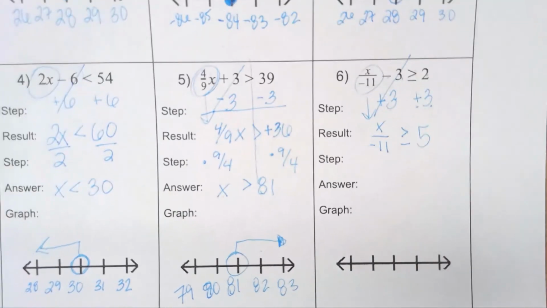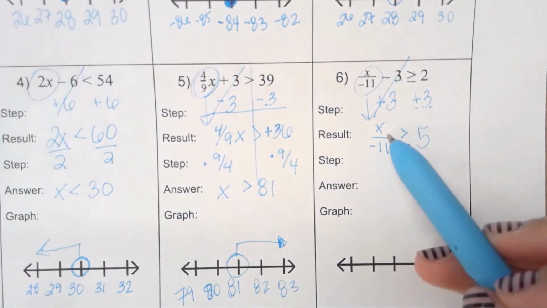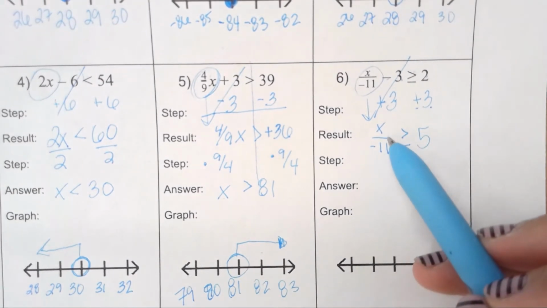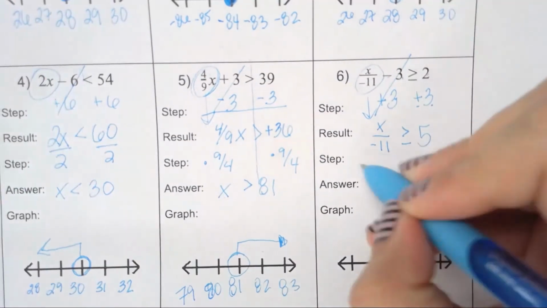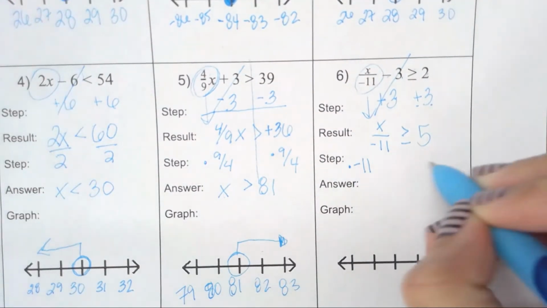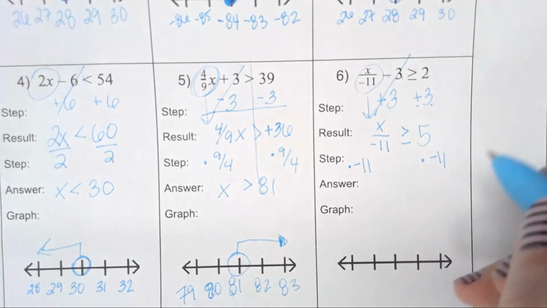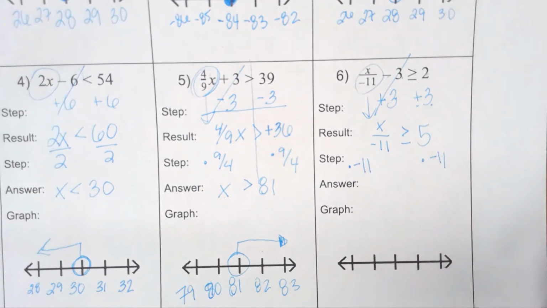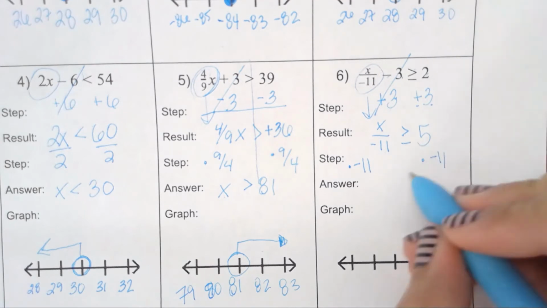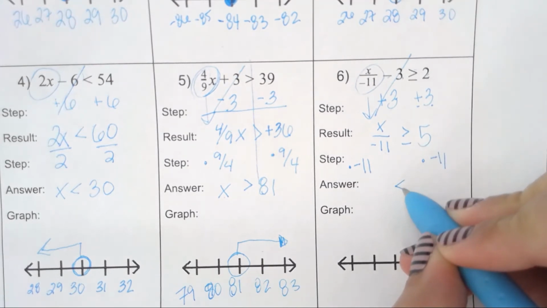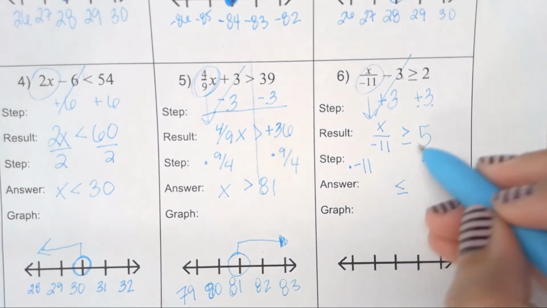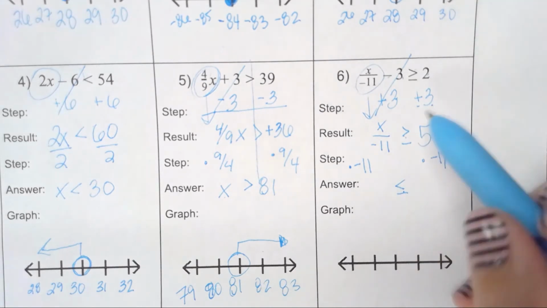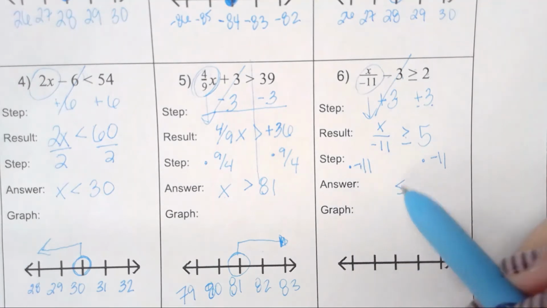And then that last step is I need to get rid of this negative 11. So since the x and the negative 11 are dividing, the opposite of dividing is multiplying. So I should multiply by negative 11 on both sides. And then as soon as I saw that I multiplied by a negative, I remember that I need to flip my inequality sign. So I go ahead and do that first so that I don't forget later. Okay, so again, I multiplied by a negative, so I need to flip my sign.